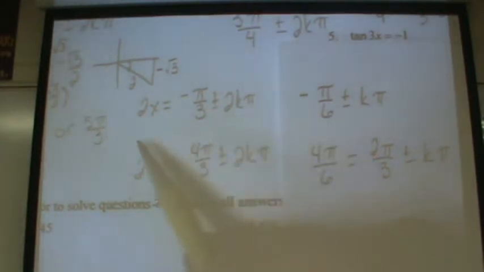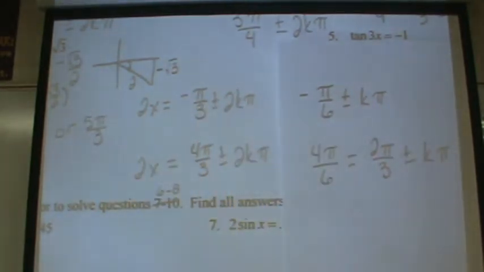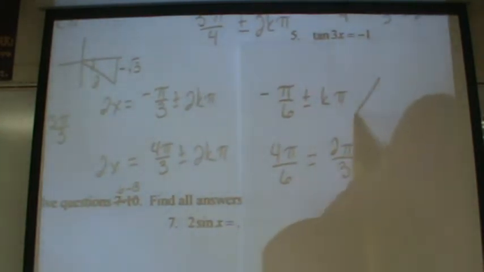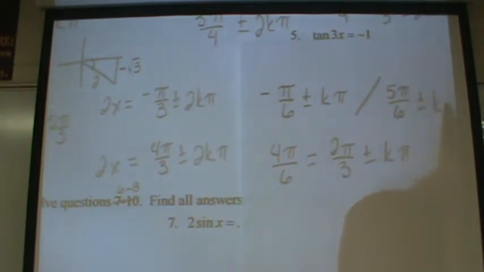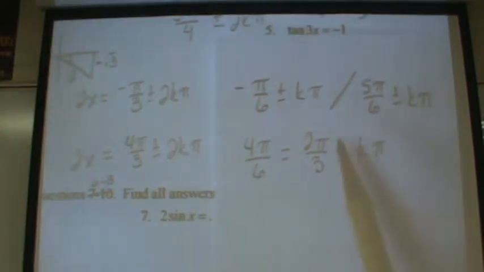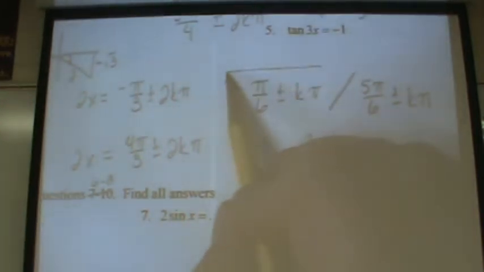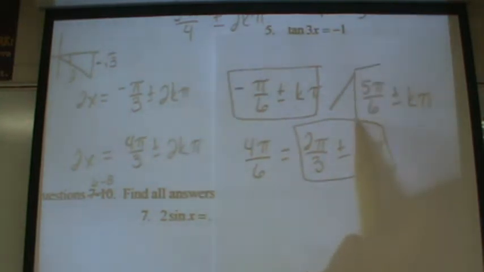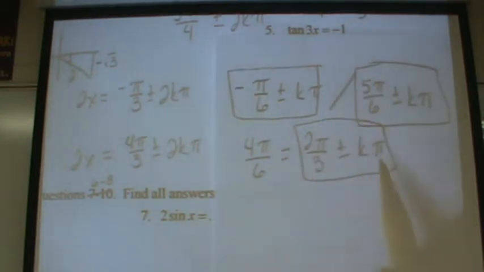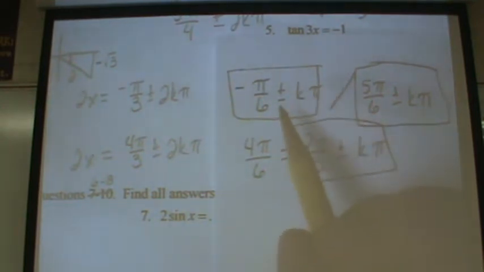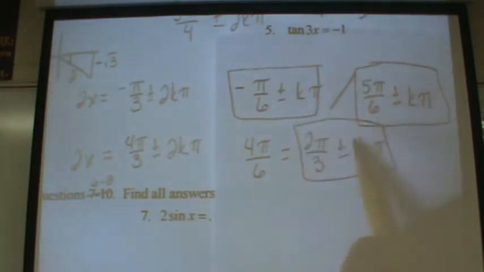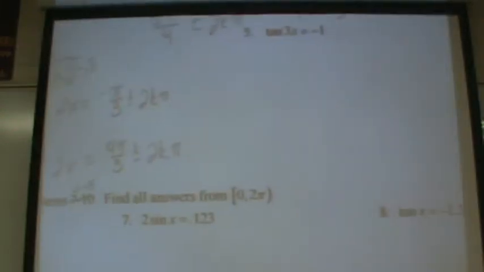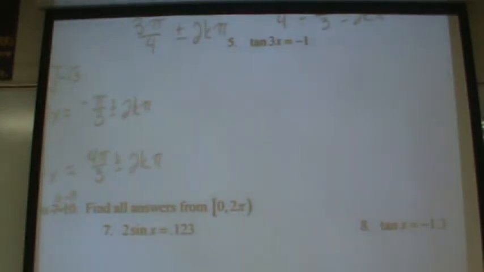Now if you had used the 5 pi over 3 instead of the negative pi over 3, you would have 5 pi over 6 plus or minus k pi. So you would either have this and this, or you would have this and the 2 pi over 3. So either these two or these two.